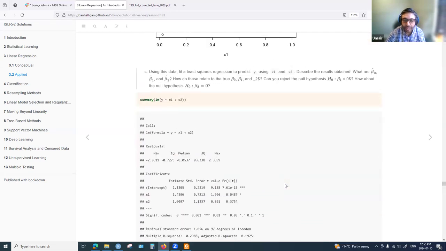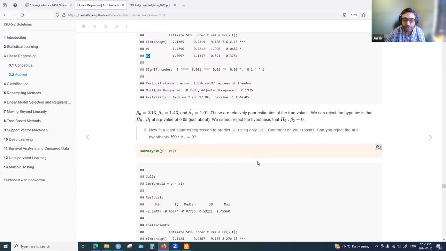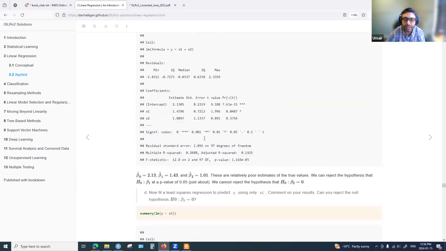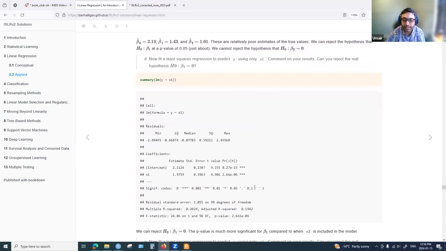Because of this collinearity, when we fit the model, the result we see is that x2 is not significant, the coefficient for that. And then we fit the model again, but this time only use x1. So we remove x2. And we see x1 is significant, which it was before, but this time the significance is higher because the p-value is smaller.